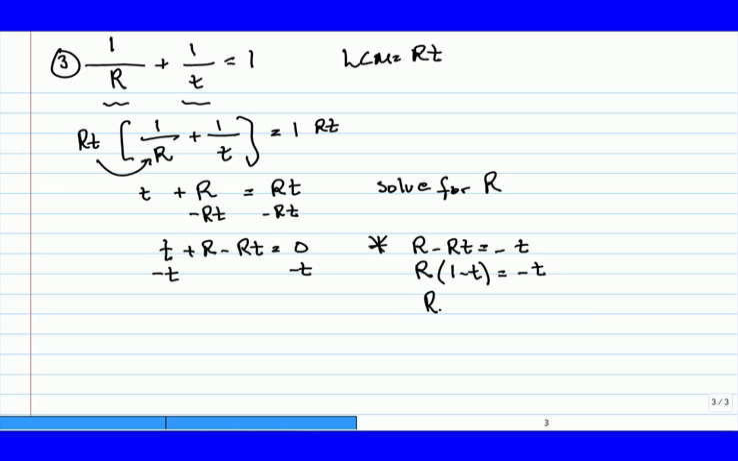Now, what am I going to do? I'm going to divide by that coefficient. So you have r equals negative t over 1 minus t, which is the same as t over t minus 1. Ta-da, you're done. But that step you have to understand, the distributive property step for formulas. Does it make sense?